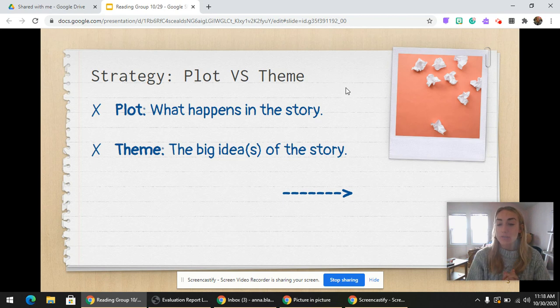You might have done a plot mountain in the past, where you have your beginning, your exposition, your rising action, the climax, the falling action, and then the resolution. Those are the different parts of the plot, and those are the important things that happen in the story. The theme is the big idea in the story. That's the message, the takeaway. What is the author really trying to get you to learn?